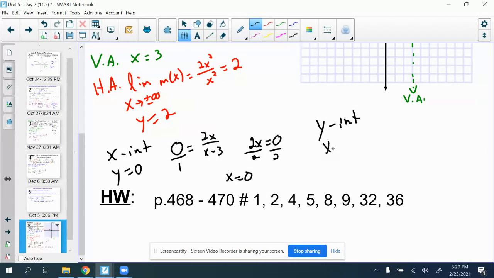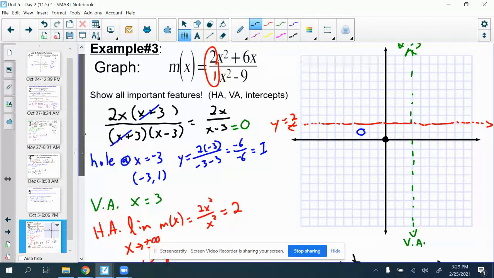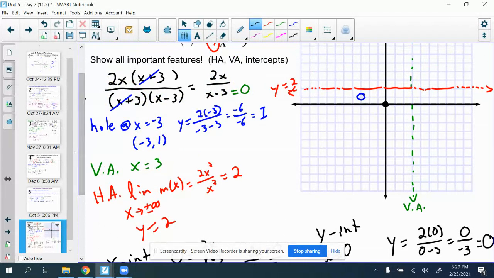My y-intercept is when x is 0. That's the y-axis. So y equals 2 times 0 over 0 minus 3. Where am I plugging that into? I'm plugging that into my simplified version or the original. And 2 times 0 is 0. 0 minus 3 is negative 3. Can I divide 0 by negative 3? Use your calculator. You get 0. Okay. So this is a special one where they're the same. They're both the origin.